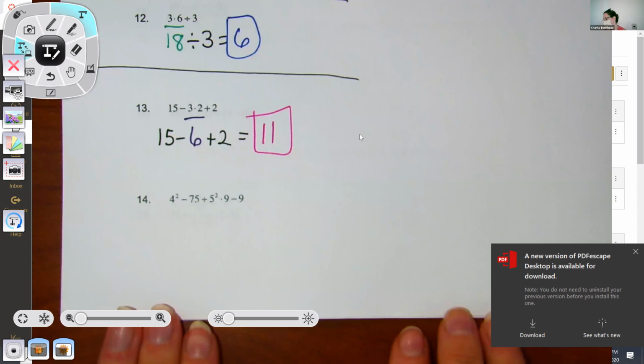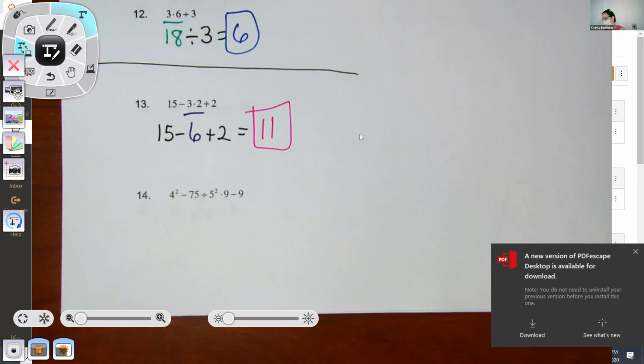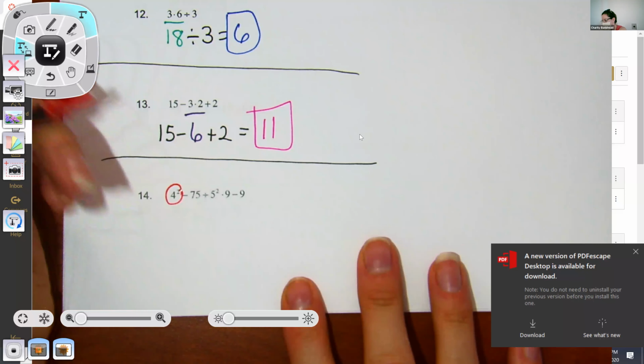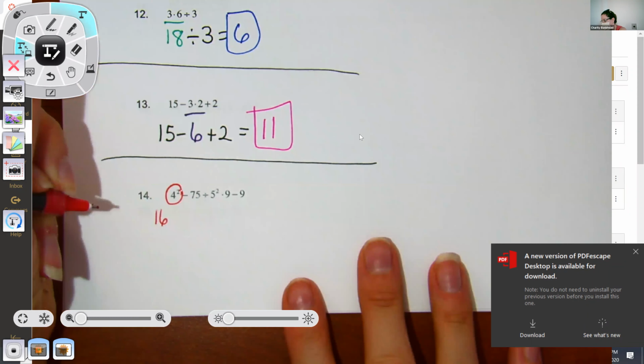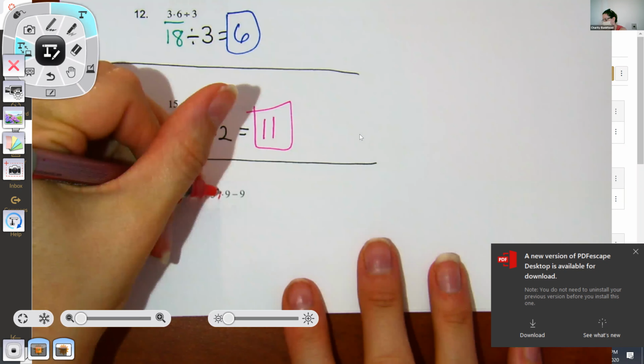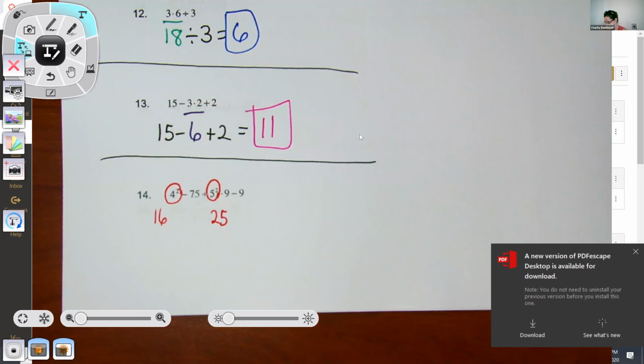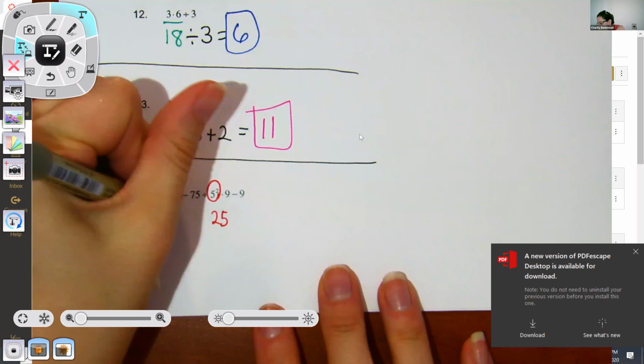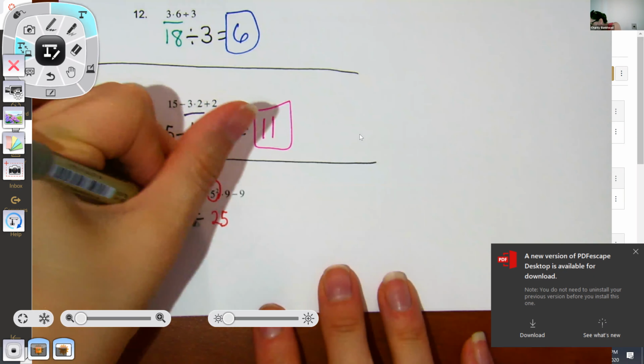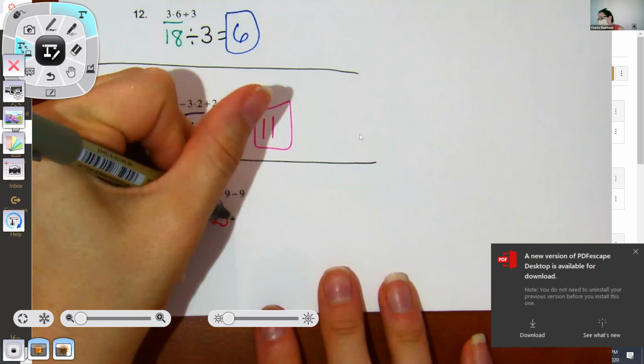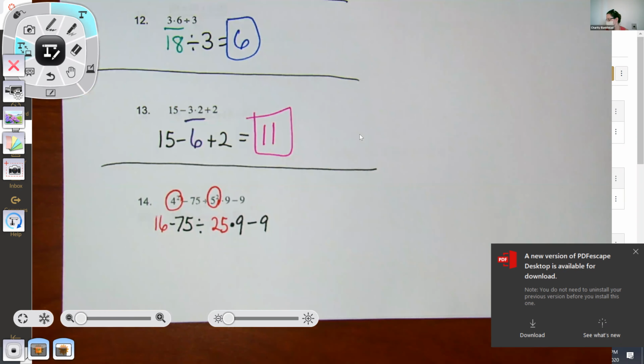Okay, number 14. So no parentheses, but I do have exponents. So 4 squared, 4 times 4 is 16. And 5 squared, 5 times 5 is 25. Bring everything else down. So 16 minus 75 divided by 25 times 9 minus 9. All right, so next I'll do any multiplication and or division in order from left to right.